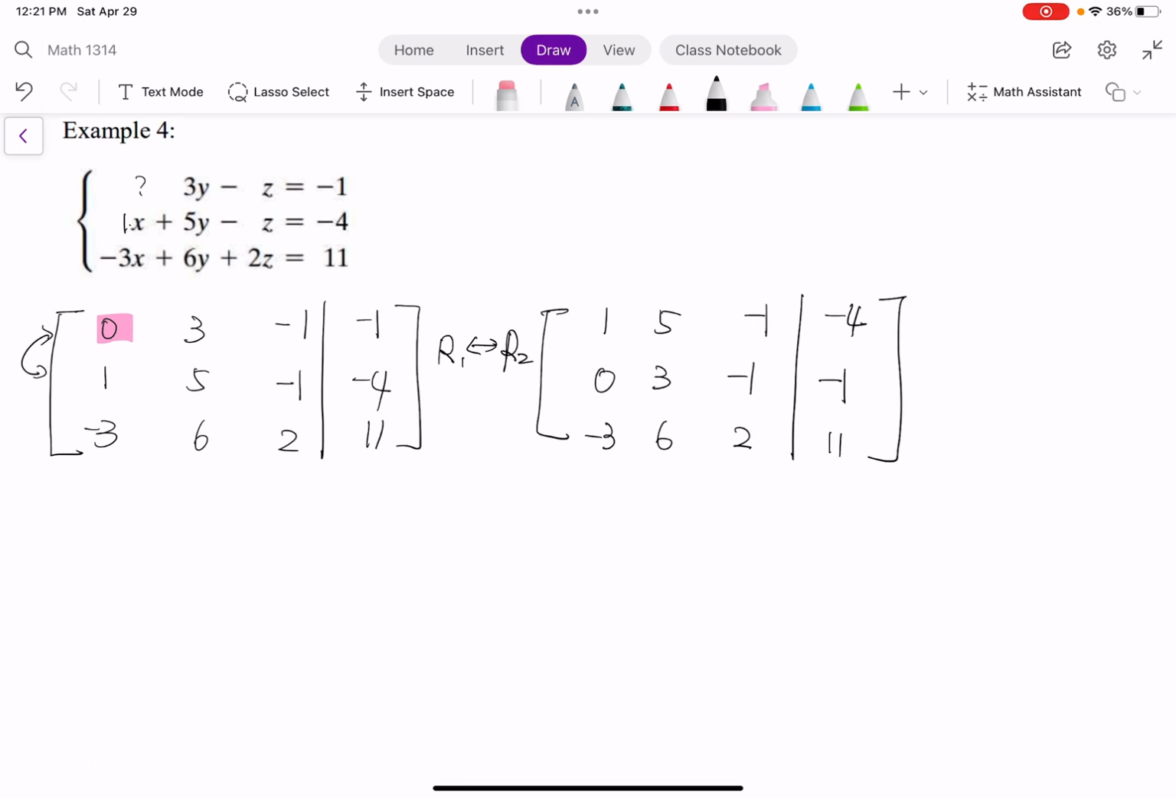What is the next step? I need to convert 0 here and 0 here. We already have the 0 here. So let's make the -3, 0. So I can say +3 plus -3 is 0. I can use 3 times R1 plus R3. I'm making a new R3.